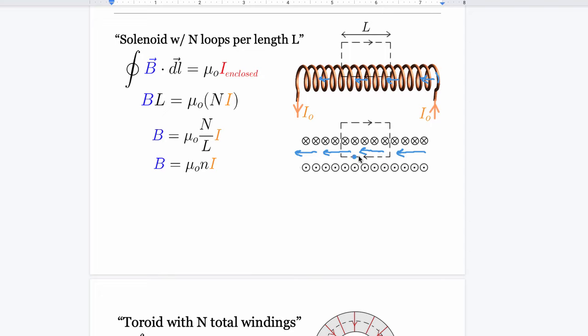If B goes right along the path, then along this portion here of the Amperian loop, I just get B times L is the contribution. During this portion right here, I get no contribution to the path integral because the dot product is going to give me 0. B is perpendicular to the dl, and so I get nothing for that path. What about this over here? Well, we're going to say that that's 0.